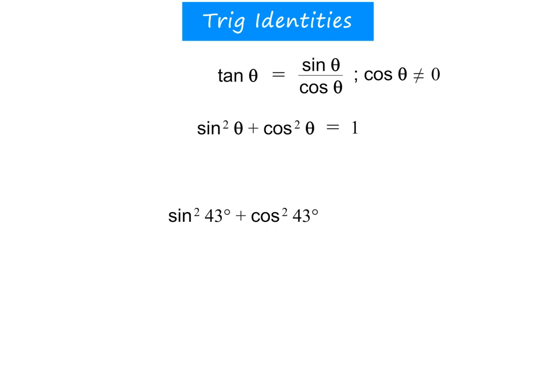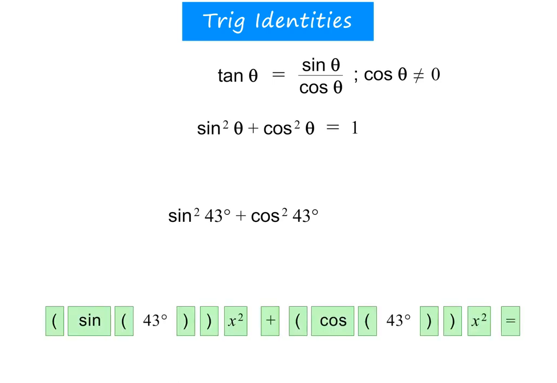Let's check whether the second identity also works for any angle. Here I choose the angle 43 degrees. We need to enter the following calculator keys to calculate this. Take careful note of the brackets I used to make sure that the whole of sine 43 degrees and the whole of cos 43 degrees is squared. No matter what angle you choose to use, the answer will always be 1. This is what makes it an identity.